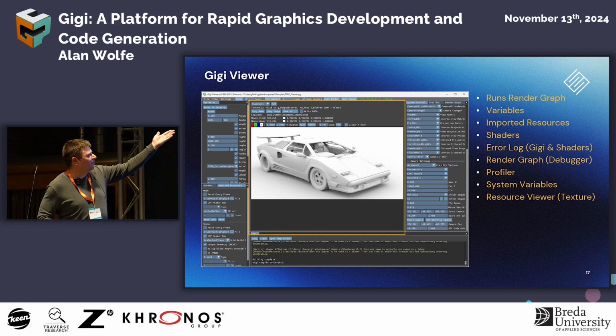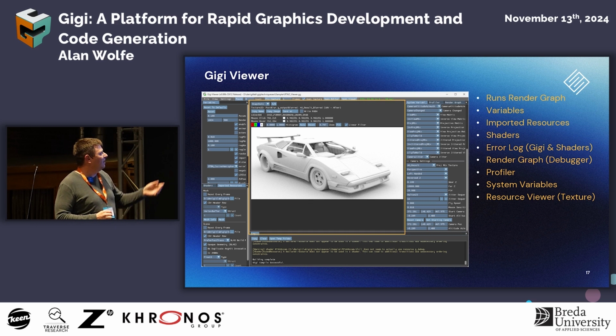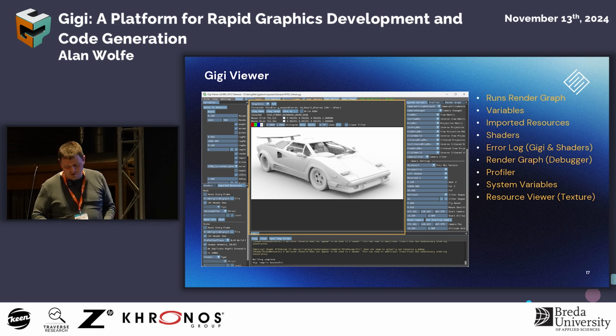In the middle is the resource viewer, and you can turn off individual color channels. You can change the black and white histogram to see things better. You can zoom in and out, and you can click on individual pixels and see what their value is. You can also save these images out to disk if you want.